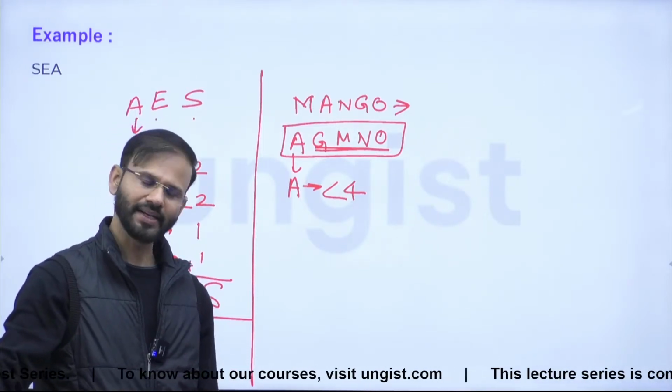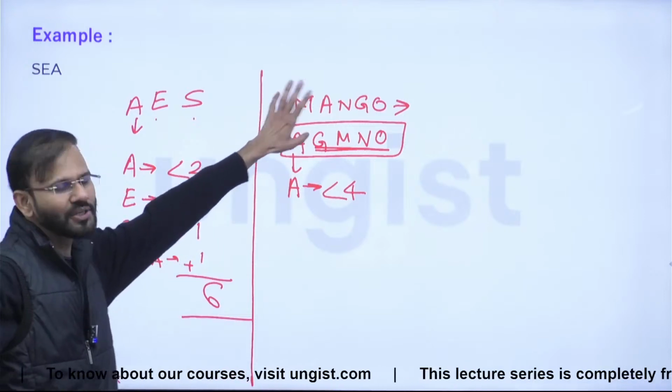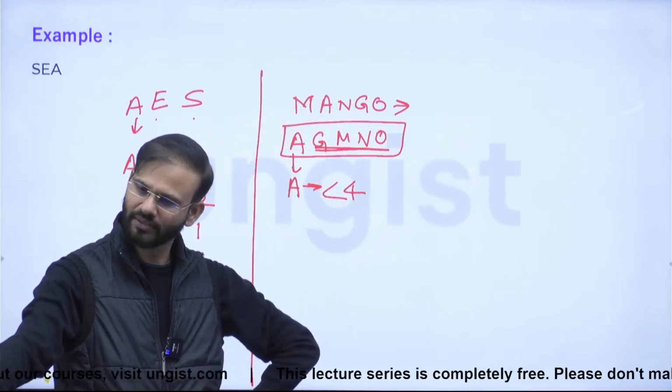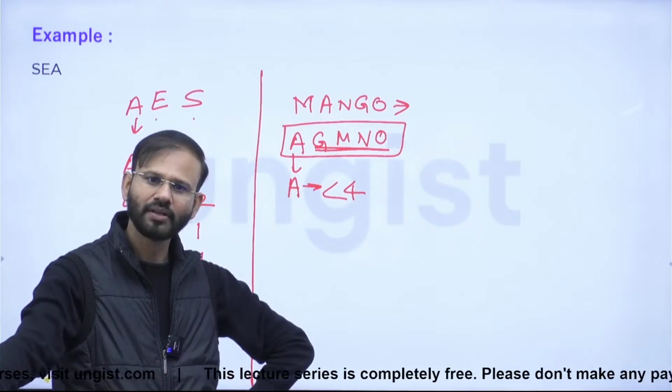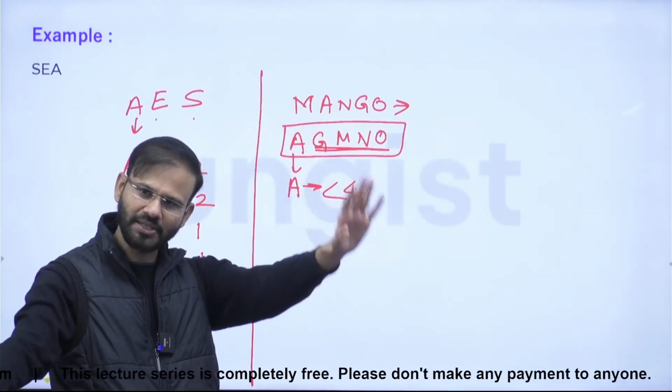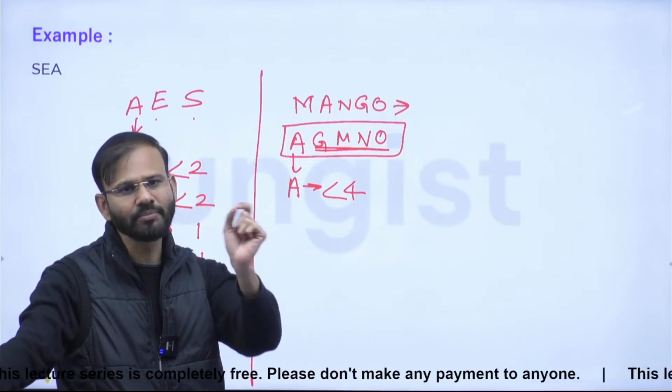ठीक है. देखिए गाइस, मैंगो वर्ड से टोटल यू विल हैव 120 वर्ड्स इन डिक्शनरी. Right, 120 words will be there. Now if you write all 120 words in a dictionary manner, so what will be the rank of the word mango? This is the question.